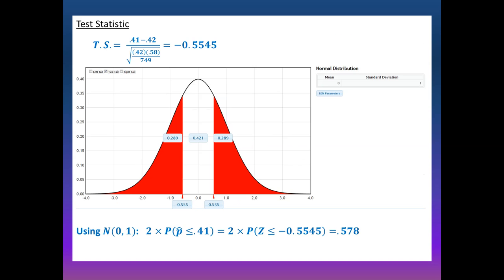If you would rather compute the p-value using the test statistic, you can. Up toward the top is the test statistic computation, taking the p hat of 0.41 and standardizing it. And then if you're going to use the test statistic as the cutoff, the reference distribution needs to be a standard normal, which you can see, mean of 0, standard deviation of 1 toward the right. Again, it's a 2-tail, and now my cutoff is going to be the test statistic, so negative 0.555 instead of negative 0.5545, because again, StatKey only accepts this to 3 places when you type it in. And then you get the same p-value, 0.578.